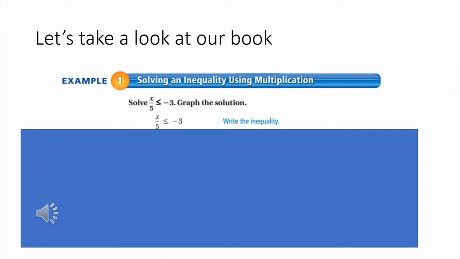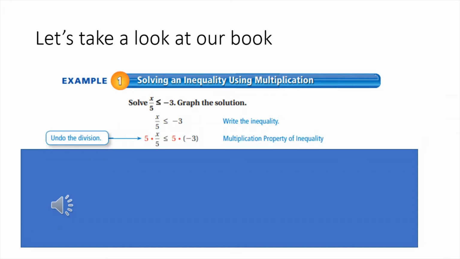Step number 1 with our first problem, as will be step number 1 for every problem today, is to write the inequality down. Basically, write the problem down on paper so that you can begin working it out. Our next step asks us to begin working through it mathematically. So as we can see, we have x over 5 is less than or equal to -3. What they're suggesting you do is undo the division, or what we've been discussing all along, the inverse operation of what's going on with the variable, to isolate the variable.